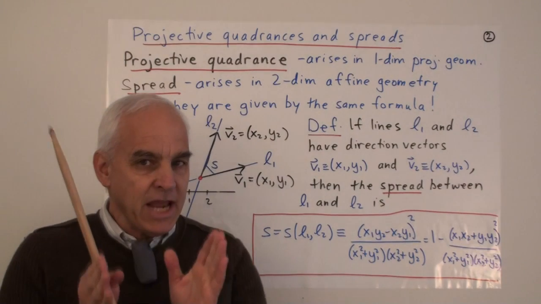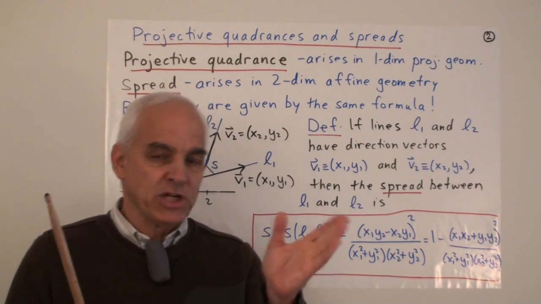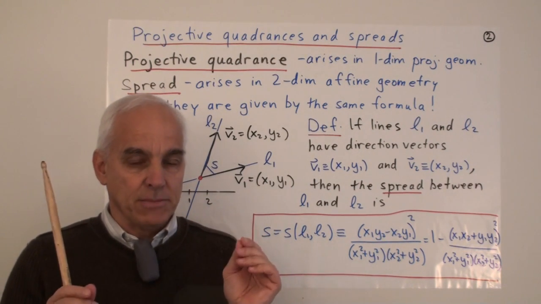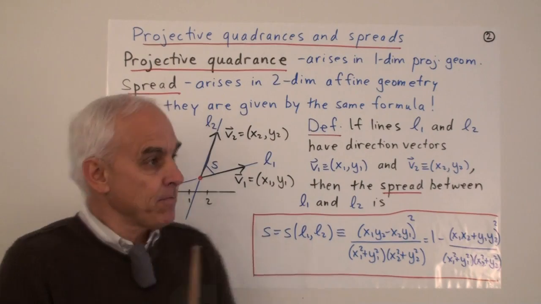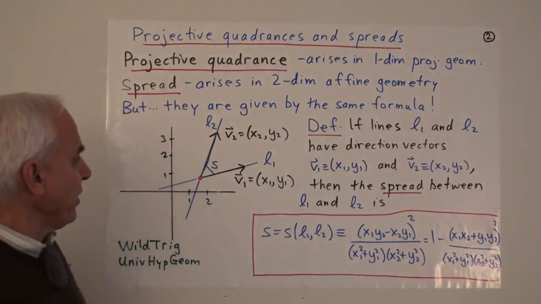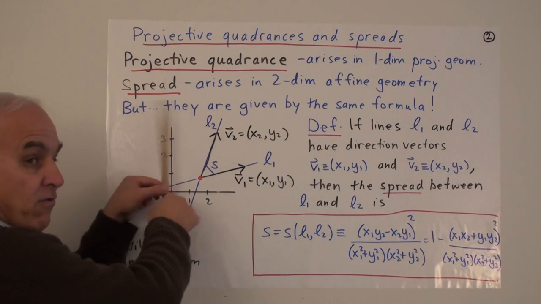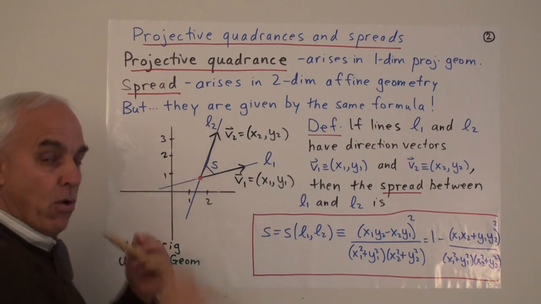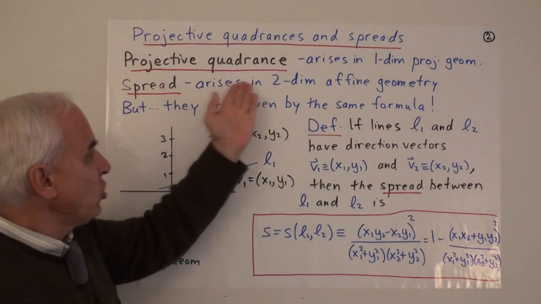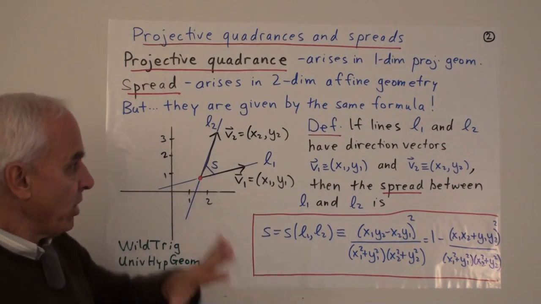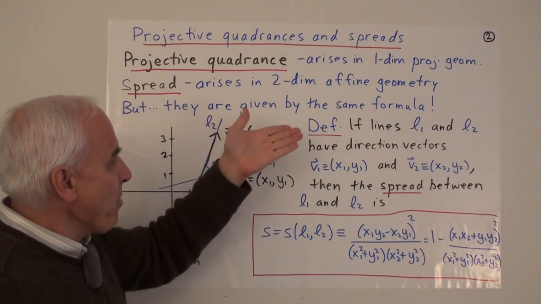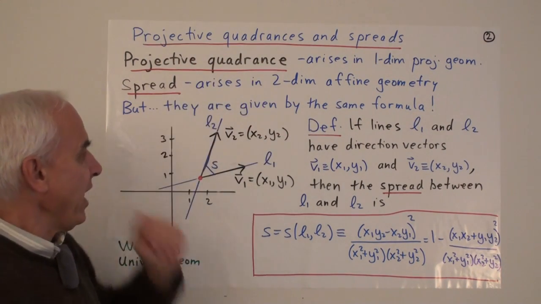So let me clarify the notation that we're using here. We're using these two words, projective quadrance and spread, somewhat interchangeably. They are actually somewhat different concepts, although they turn out to be effectively the same. The projective quadrance is a term that arises in one-dimensional projective geometry, where we're only considering projective one points, or lines through the origin. The spread is a measurement that arises in two-dimensional affine geometry, once we have a Euclidean structure. And it turns out that the same formula really defines the projective quadrance and the spread.